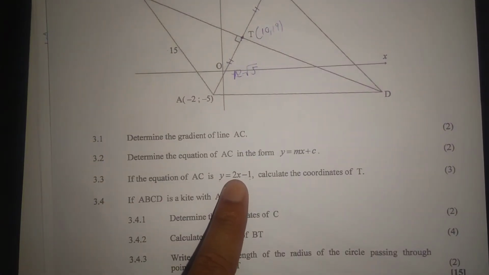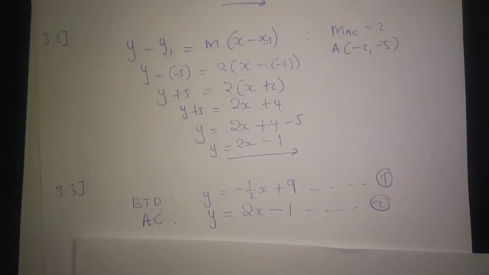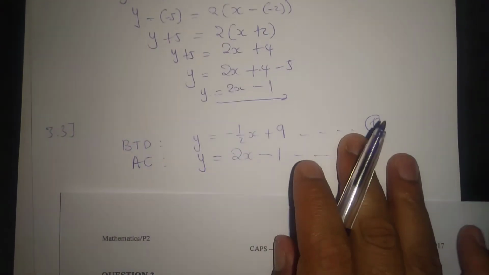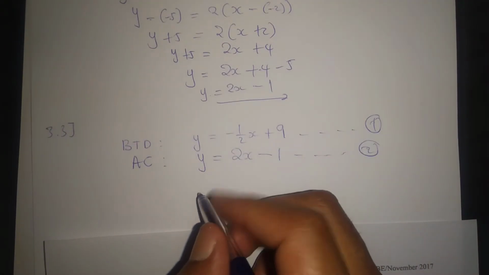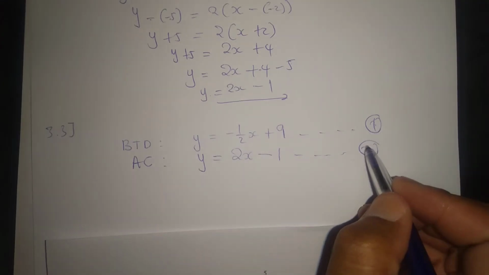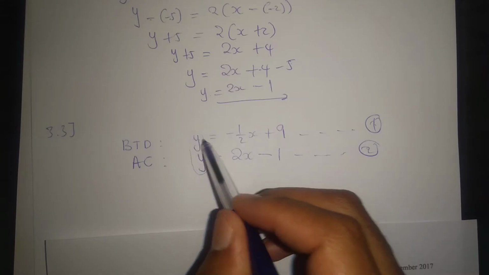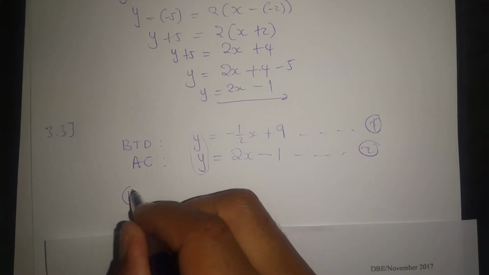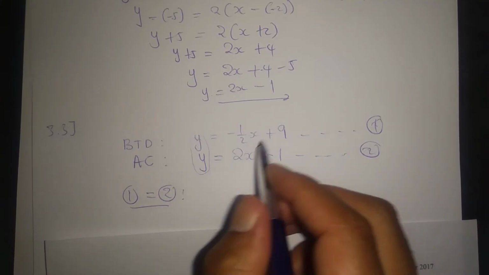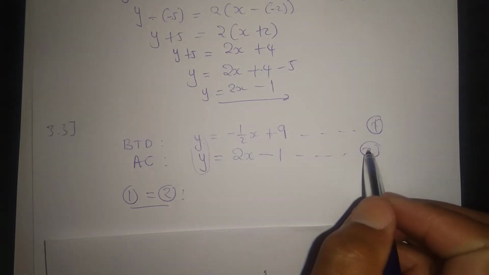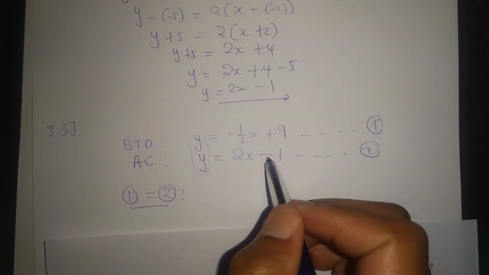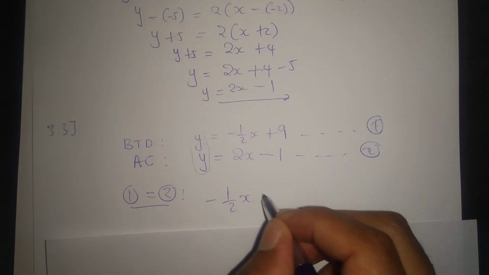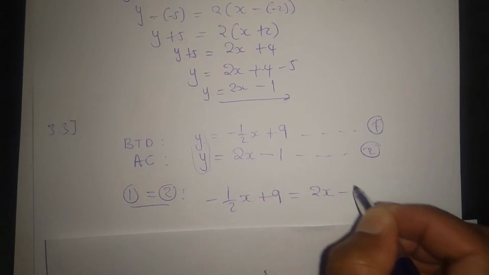The equation of line AC is given as y = 2x - 1. Calculate the coordinates of C. So now I have two equations that I can solve simultaneously, and those equations will give us the coordinates of T. Equation 1, I equate to equation 2: y is equal to this, y is equal to that. So it means 1 is going to be equal to 2. Equation 1, y is the subject of the formula. Equation 2, y is the subject of the formula. So therefore, it's going to be minus half x plus 9 equal to 2x minus 1.